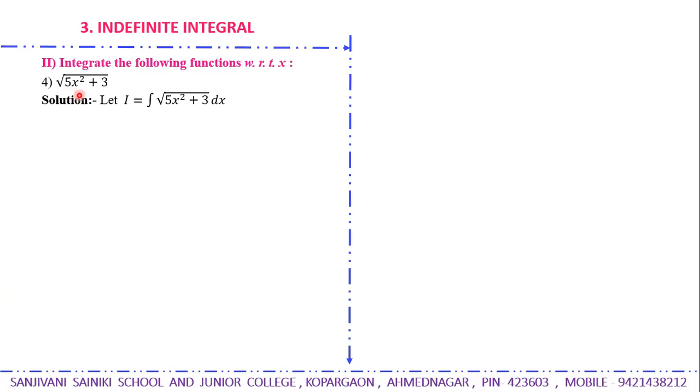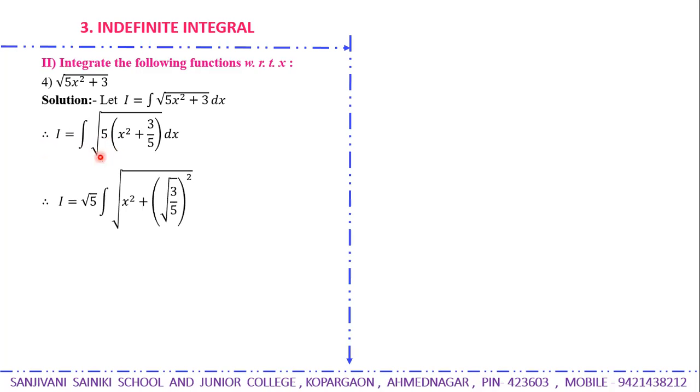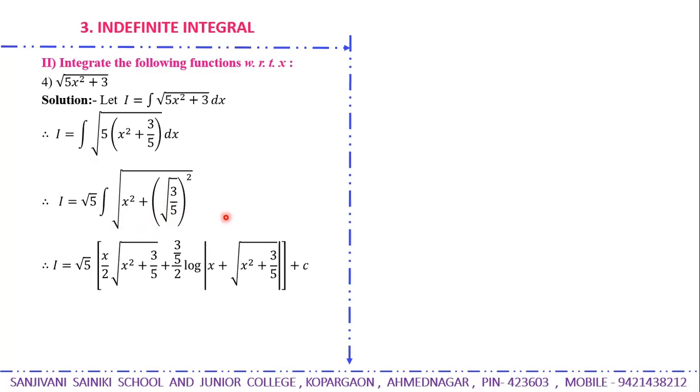Square root of 5x square plus 3. Let I be equal to integration of root 5x square plus 3 dx. So I is equal to integration of square root of 5 in bracket x square plus 3 by 5 dx. We can take this root 5 outside: root 5 integral of root x square plus root 3 by 5 bracket square. So it is in the form of root x square plus a square.